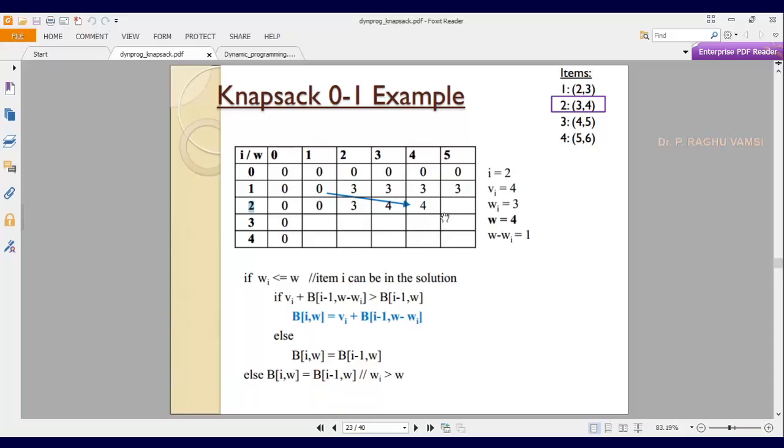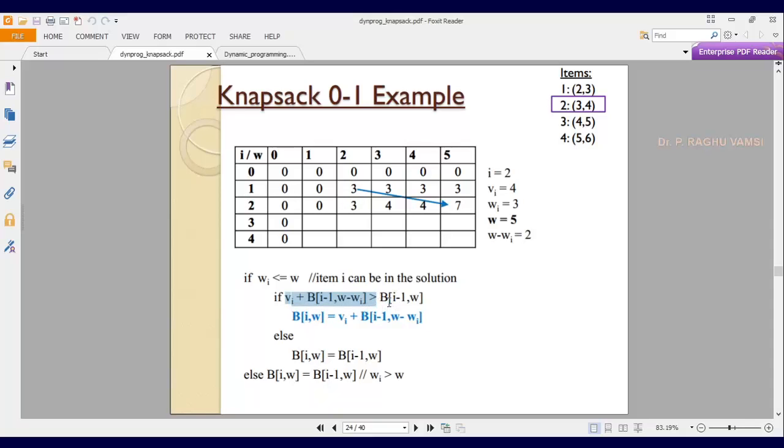place here. Next is weight is equal to 5. Whenever weight is equal to 5, what to be done? Same thing again, W minus Wi is 2. Whenever W minus Wi is equal to 2, obviously we are supposed to check here. Wi is 3 and less than or equal to W, 5. The condition is true. Then check for the value. Check for this condition. 4 plus B of 1 comma 2. B of 1 comma 2 is 3. So 4 plus 3 is 7.